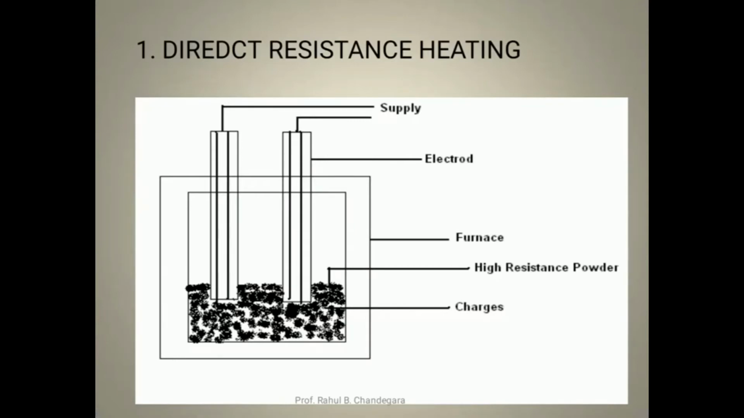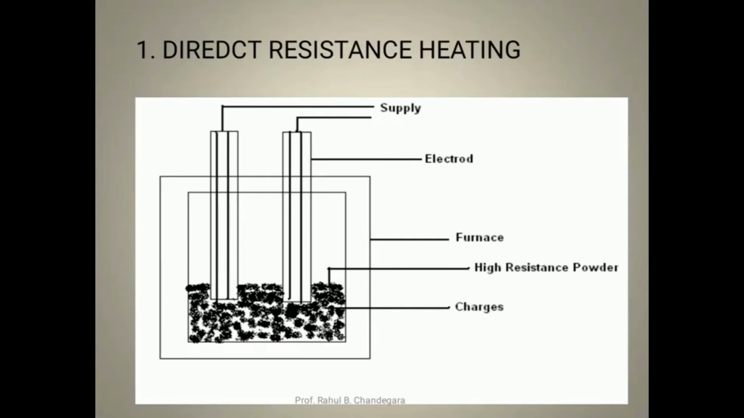The supply is given to the electrodes. Current passes from anode to cathode through the charge. This is the example of direct resistance heating. The electrodes are directly connected to the charge, the current passes through the electrodes and charge, and the circuit is completed.